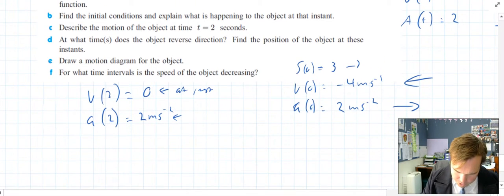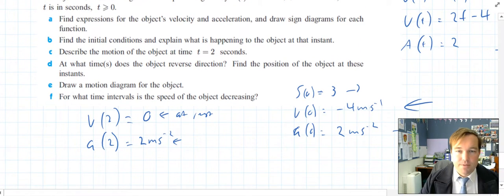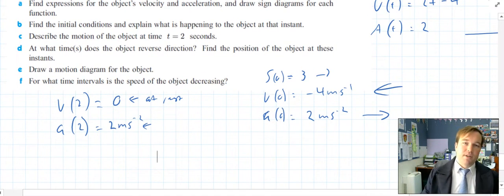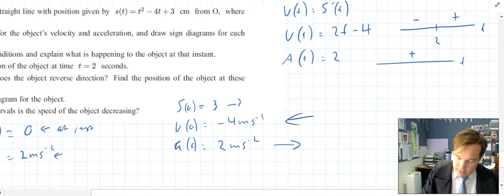Alright. At what times does the object reverse direction? Find the position of the object at these instants. Alright, it reverses direction, or can change direction, when the velocity is equal to 0. Because if it's going right and then left, or left and then right, there must be an instantaneous point where the velocity is equal to 0. That only happens once, because we've already drawn the sign diagram, at 2.